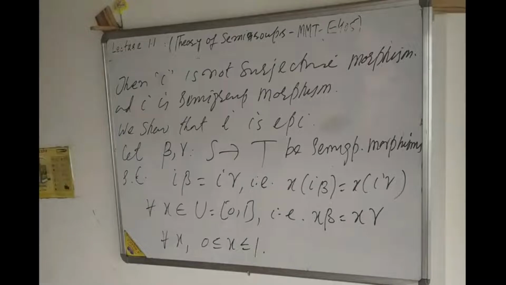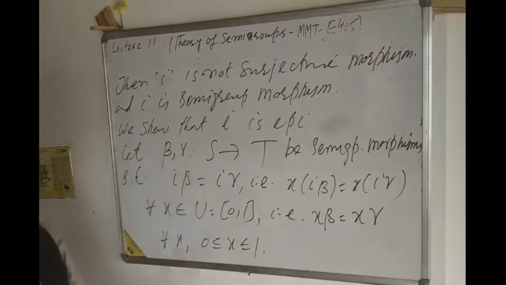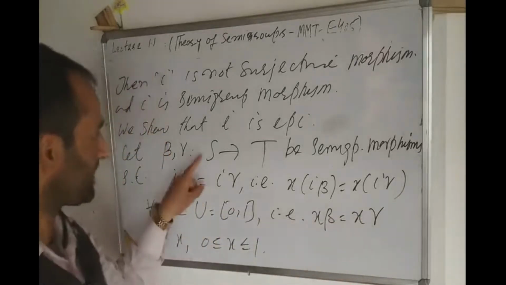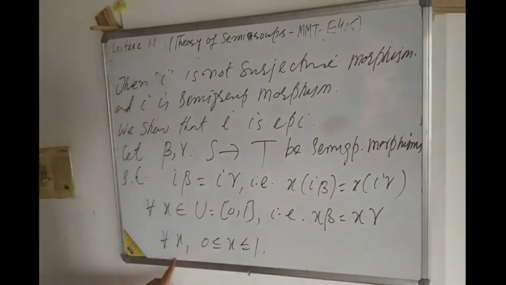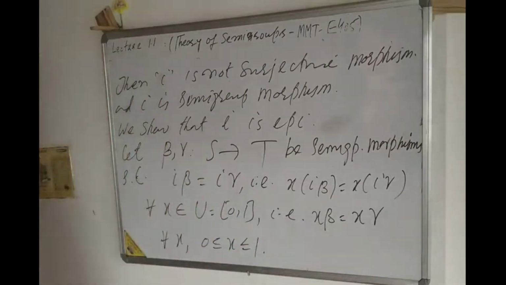But we had to show that I is epi. Epi means it should be cancellative. In other words, beta should be equal to gamma, so x beta should be equal to x gamma for all x in S. But here they are equal only for this range of x. We need to show that they are equal for all x belonging to 0 to infinity. Between 0 and 1 they are equal, but now we take the case when x is greater than 1, then x beta should be equal to x gamma.